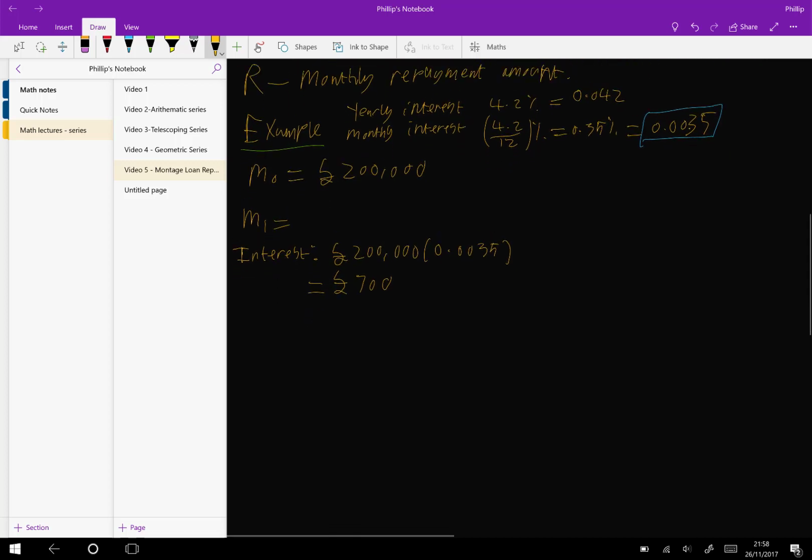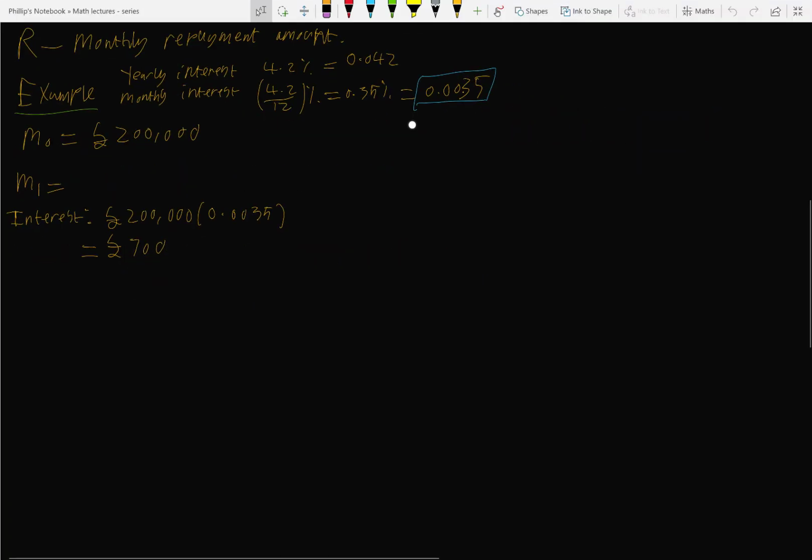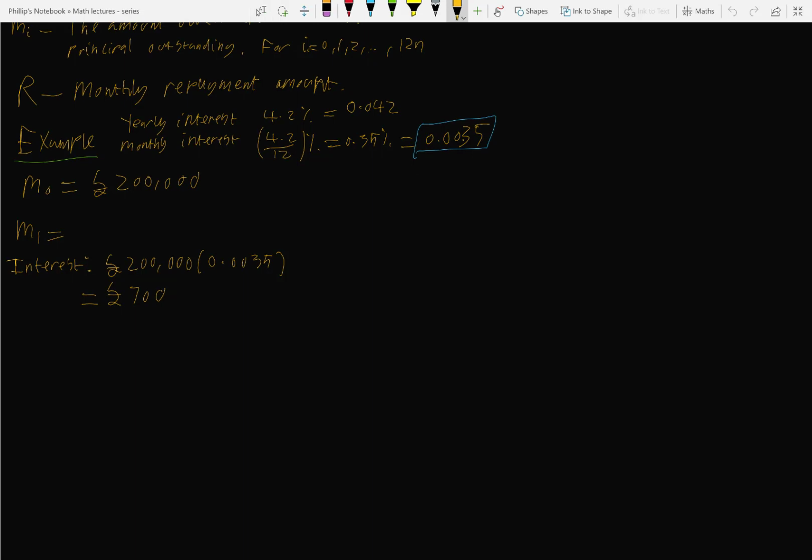Then we're going to take what we owe, and take off the repayment. So we owe £200,000, and interest is that, and repayment monthly. Our monthly repayment is £R. This is M1.